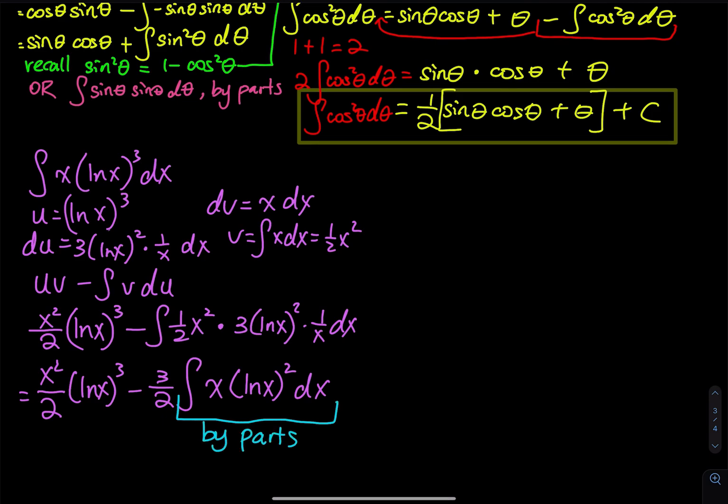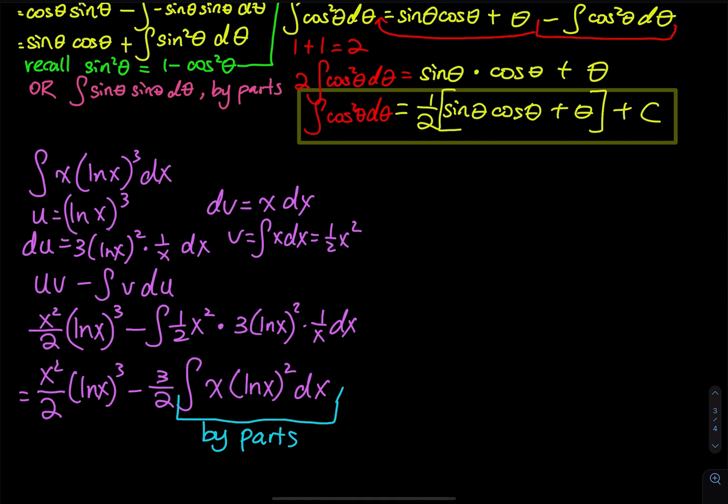What is the difference between this and the given integral? The difference is we just reduced the power by 1. It was 3, now it is 2. So it looks like every time we do a by parts, we will reduce the power by 1. So let's keep on moving.